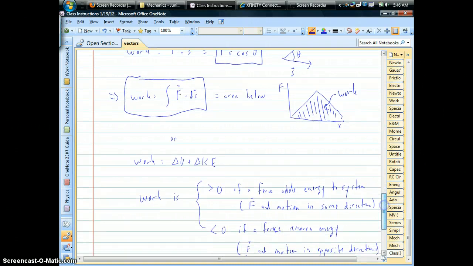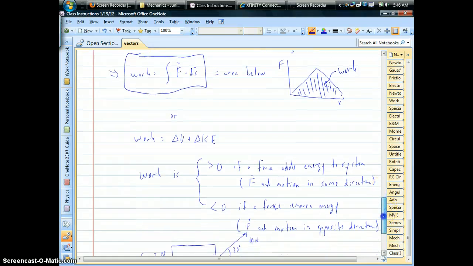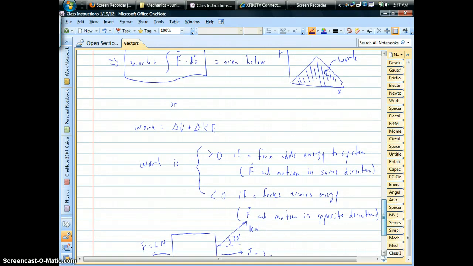Keep in mind, work can be positive or negative. It's positive if the force and the motion are in the same direction, or if they have components in the same direction. And typically that means that you're speeding up, or you're going higher, or you're stretching a spring, or something like that. Work can also be negative, don't forget. And that's if your force and your motion are opposite each other.